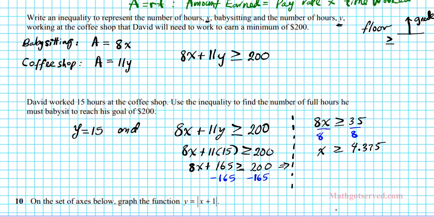So this is not an exact amount of hours. The question is, how many hours should he work? Should he work 4 hours or 5 hours? If he works 4 hours, he's not going to earn enough money to meet his goal. Since he's working in hours, we have to round this up. So x is equal to 5 hours. This is the hours he must work to guarantee that he meets his earning goal of $200. All right, let's take a look at question number 10.